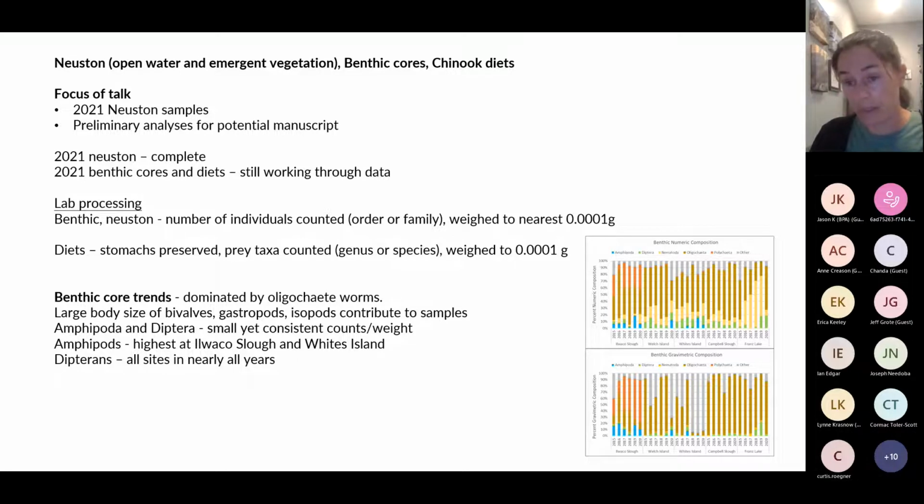There are three top salmon prey, which Tawnya briefly mentioned. So there's amphipods, dipterans, and cladocerans. These are the top prey. And so in the benthic plots on the bottom right, and you'll see these in other plots, amphipods are turquoise and dipterans are bright green. They do slightly contribute to the benthic cores, both in count and in weight. As we've heard, amphipods are further south and dipterans are in sight in nearly all years.